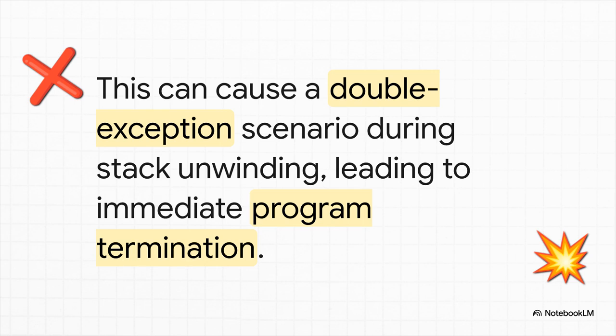And on the flip side, here is the absolute don't. Never, ever, ever throw an exception from a destructor. Just don't do it. Why? Well, imagine an exception is already flying through the air, and the stack is unwinding. If a destructor that gets called during that cleanup process tries to throw another exception, your program is now in a double exception state, and C++ has exactly one way to handle that: std::terminate. Your program is done instantly.